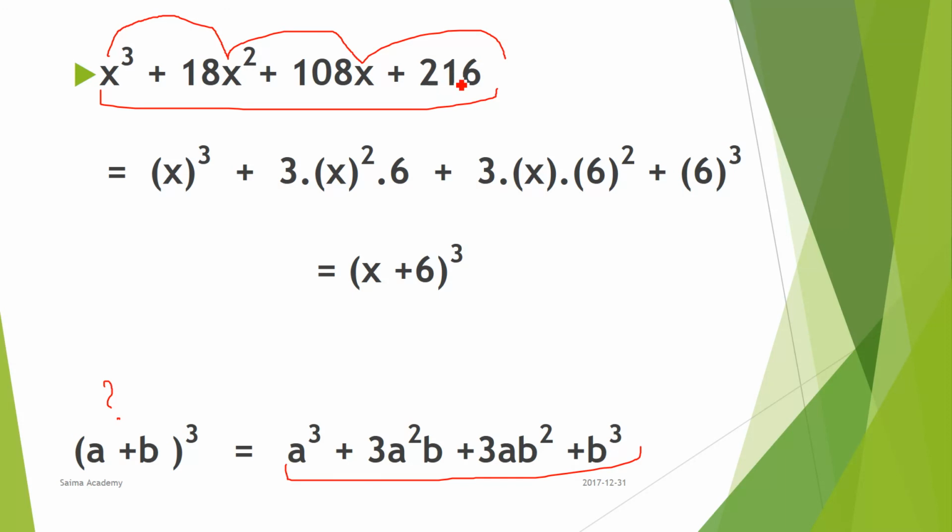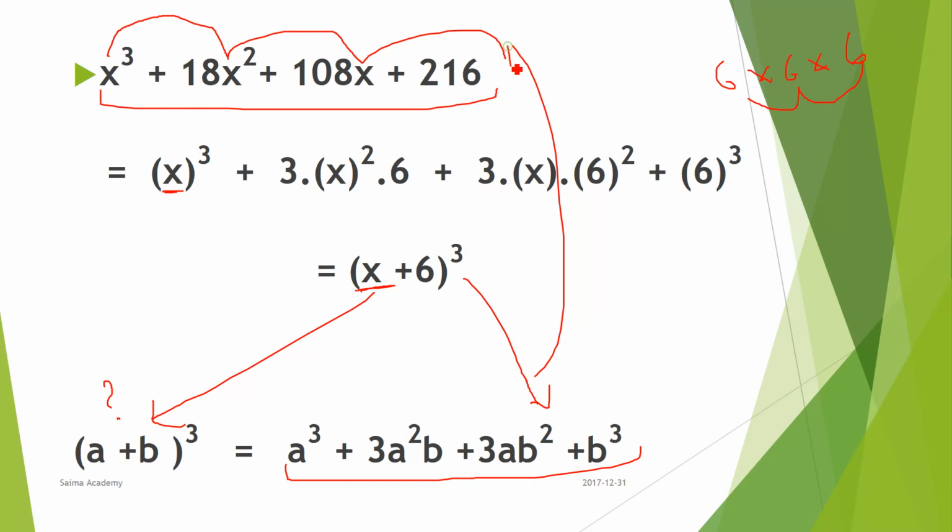But suppose you find 216 here, you have to bring it here at the end, because the first one and the last one should be the cube. So this is the cube, x cube, and 216 is the cube of 6. If I write down 6 three times, 6 multiplied by 6 multiplied by 6, 6 times 6 is 36, 36 times 6 is 216. So now it is easy. This is the cube of x, so it is a, plus 6. So this part is so easy, x plus 6 whole cube. When you expand x plus 6 whole cube according to this formula, you will get this answer.